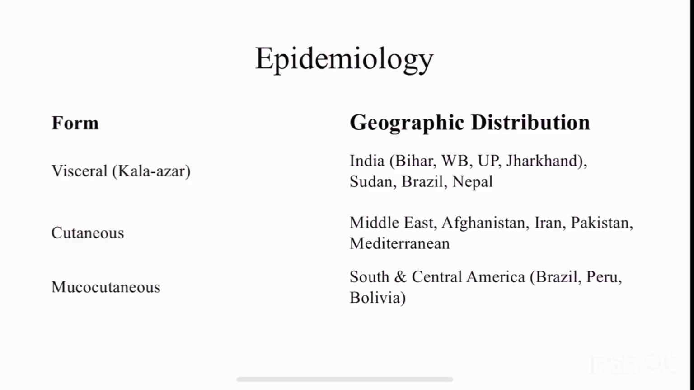Then the cutaneous form of leishmaniasis is mainly seen in Southeast Asia, Afghanistan, Iran, Pakistan, and the Mediterranean. The mucocutaneous form is mainly seen in South and Central America, and other parts will be Brazil, Peru, and Bolivia.